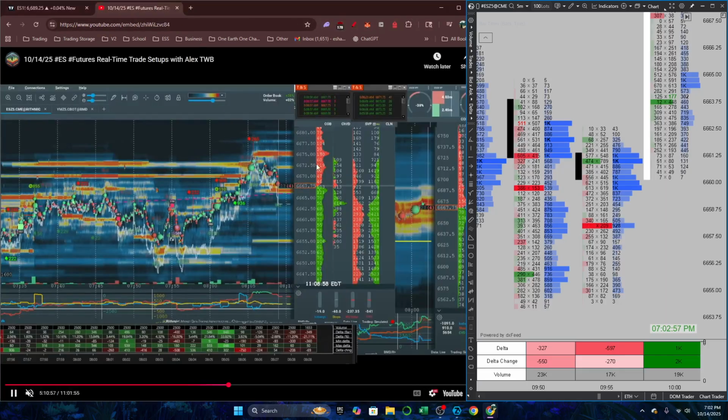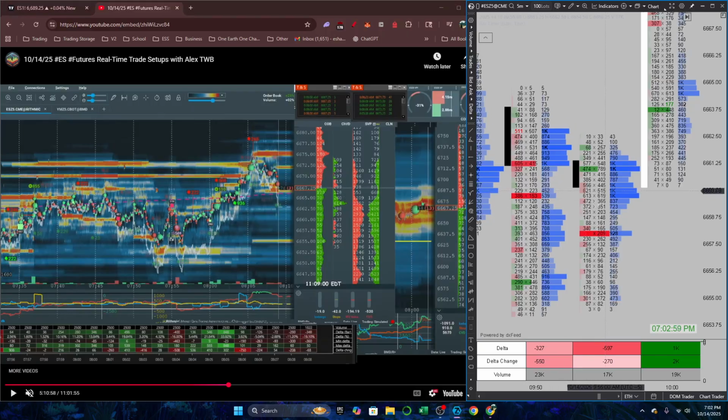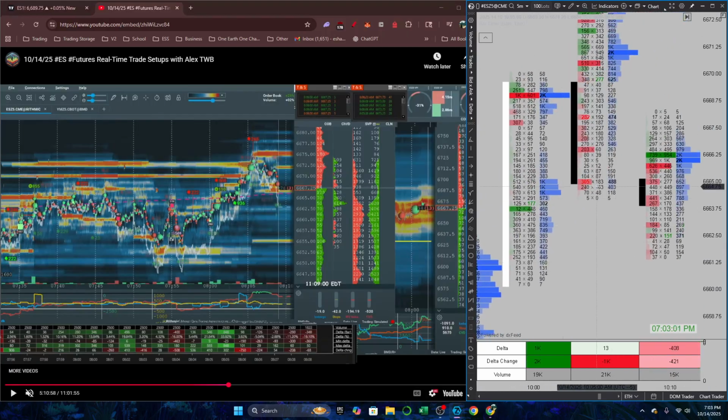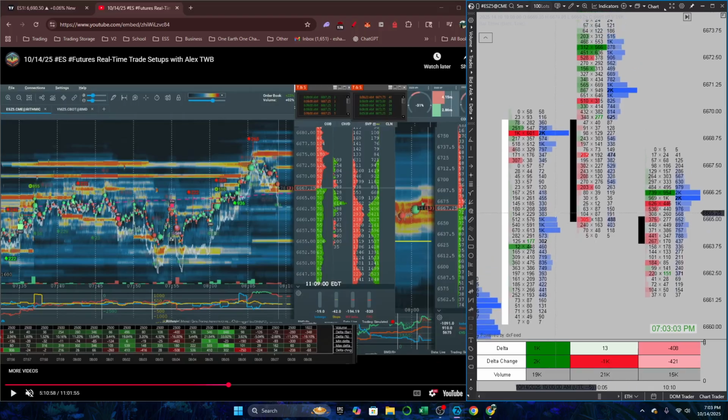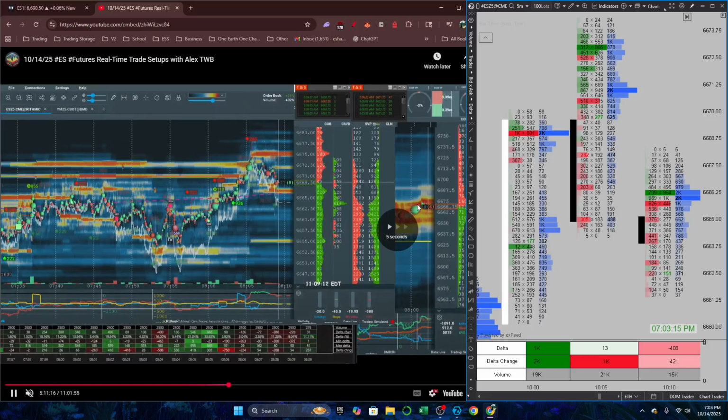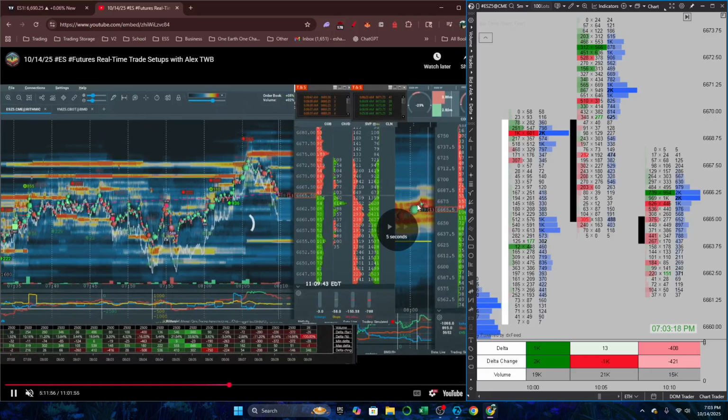But here, there might be a good play as well at 10-10 right here. Right here. And we do break through that pretty easily. We don't make a reaction off of that, do we now? No absorption at all, at least. Yeah, we just push below.